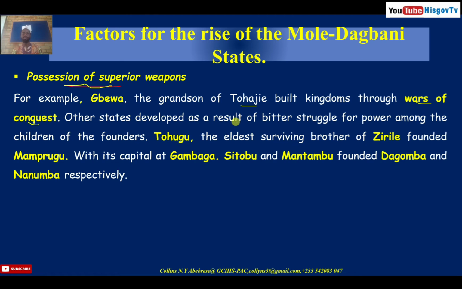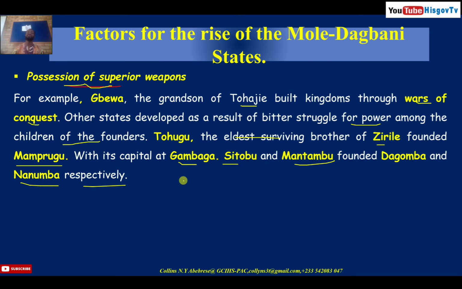Other states also developed as a result of the bitter struggle for power among the children of the founders. So, for instance, Tohogu, the eldest surviving brother of Zireli, he founded the Mampurugu state with its capital at Gambaga, and Situmbu and Matambu also founded the Dagomba and the Nanumba state, respectively.